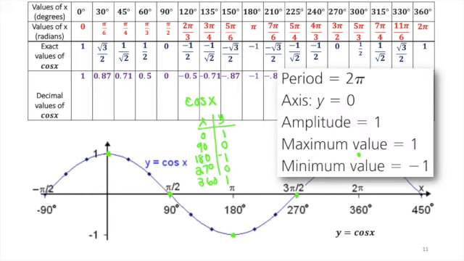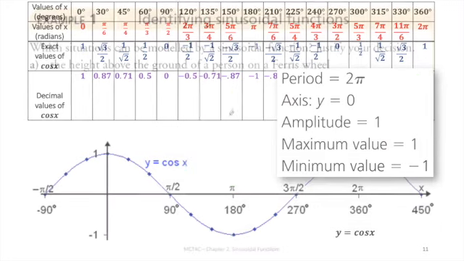Okay, same thing. Our period for cosine is still 360 degrees or 2 pi. Axis of symmetry, or our equation of our axis, is still y equals 0. Amplitude is still 1. Max value is still 1. Minimum value is still negative 1. Our domain and range would still be the same as well. Okay, so the only difference is how you draw this graph. So this is key here, this chart that I just drew. So you may want to copy out that chart for our cos of x.